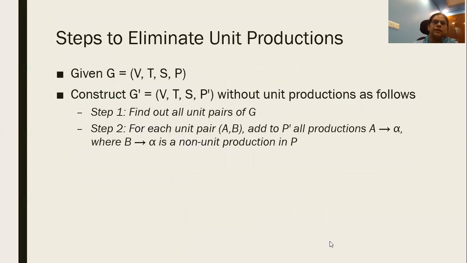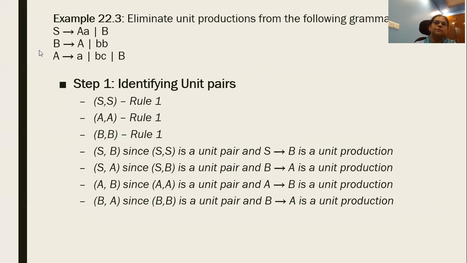Further, after identifying unit pairs, step 2 is that for each unit pair (A, B), add to P', that means the new grammar, all productions A derives alpha, where B derives alpha is a non-unit production in P. We'll come back to this step with the help of an example to make it clearer. So let us first take an example. This is an example where you want to eliminate unit productions.